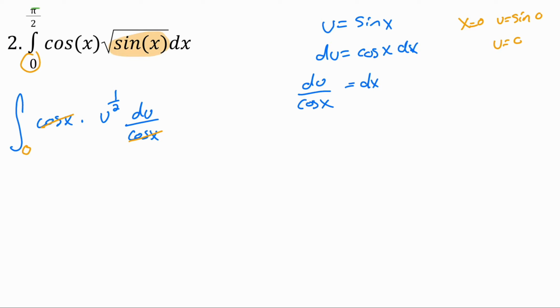So we're going to look at that pi over 2. When x equals pi over 2, u equals the sine of pi over 2, and the sine of that 90-degree angle, or that pi over 2 radians, is 1. So we're really integrating this thing from 0 to 1. Okay, just cleaning this up a little bit here. We're integrating from 0 to 1 of u to the 1/2 du. And there's nothing else fancy going on here. There are no other coefficients. We actually just have to integrate this fractional exponent, which isn't too bad.